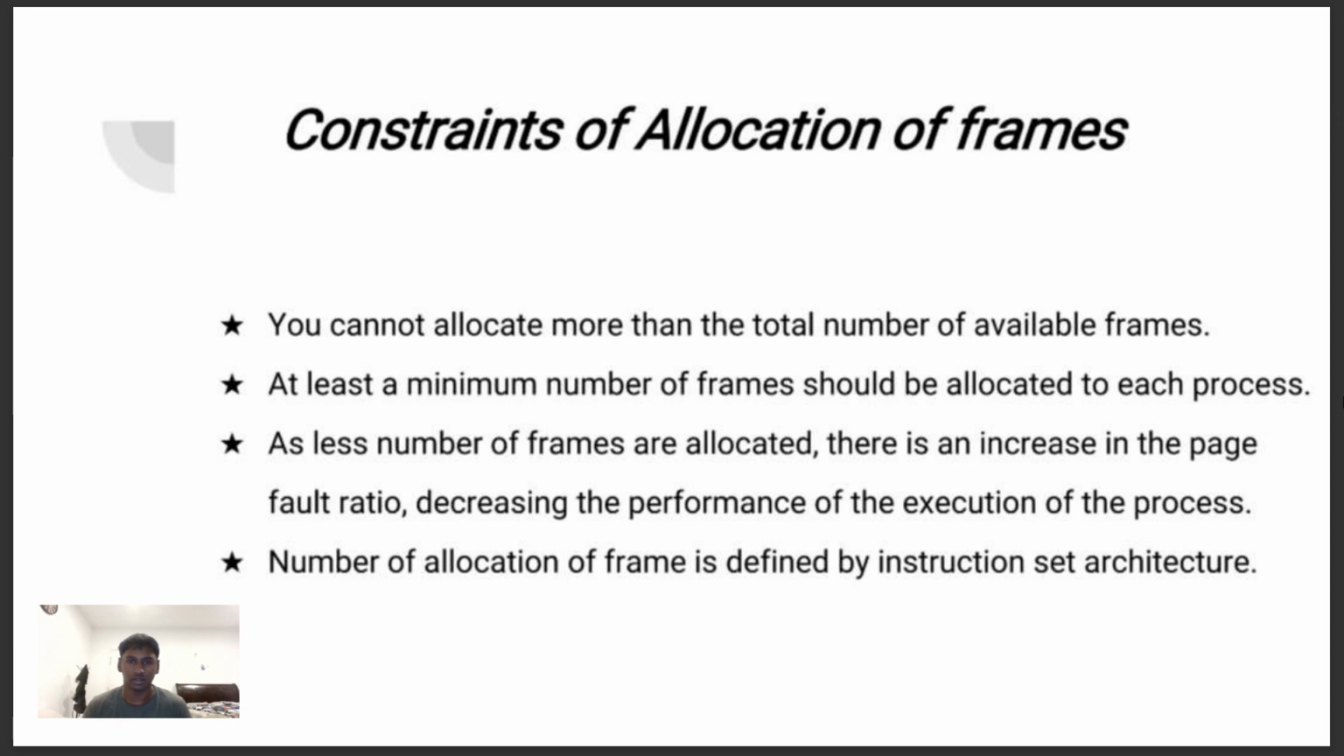Here are some of the constraints of allocation of frames. You cannot allocate more than the total number of available frames. At least a minimum number of frames should be allocated to each process. As fewer frames are allocated, there is an increase in the page fault ratio, decreasing the performance of the execution of the process. The number of frames allocated is defined by the instruction set architecture.